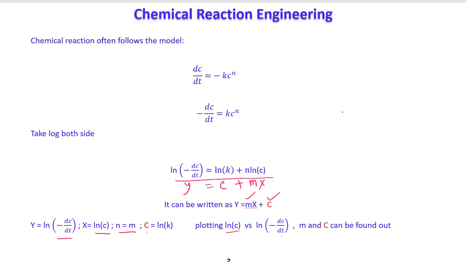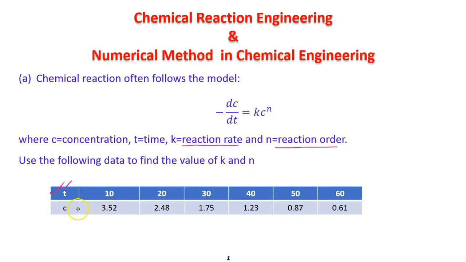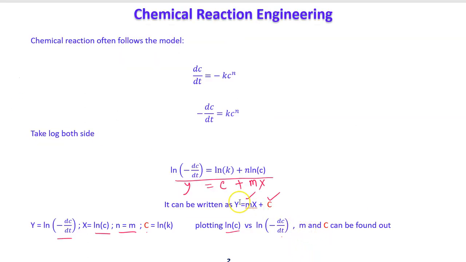So first, the t versus C data are given, correct? So here the plot is ln C versus ln of minus dC by dt. Now first we have to find out dC by dt. Now how do we find dC by dt? Here we need a numerical technique. We will use a numerical technique here.